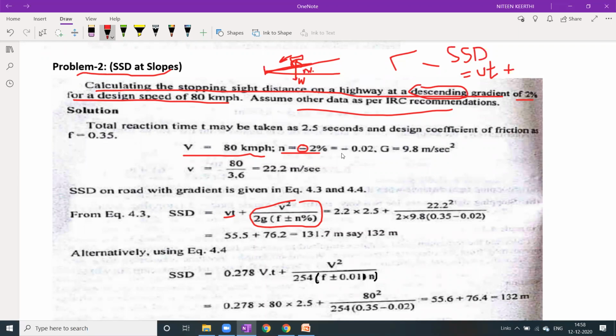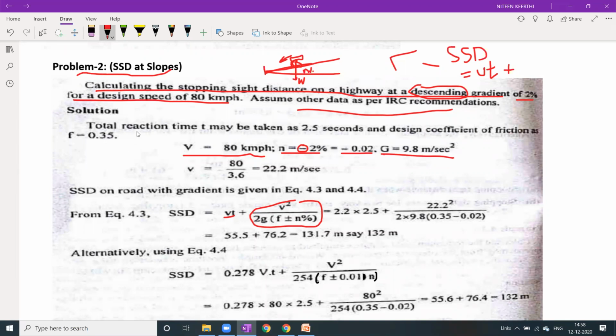If you need it, you can also write it in terms of 2 by 100, that is minus 0.02. So these are the given data, and small g is 9.81 meter per second square, which will be a constant value. But what are the other data he has not provided?